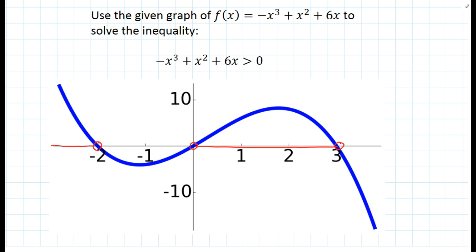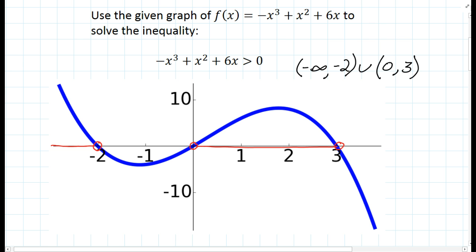Typically that's the easiest way to write these sets. So we're going to go from negative infinity to negative 2, open, union 0 to 3, open. And that's our answer. So when we're given a graph, these aren't too bad.